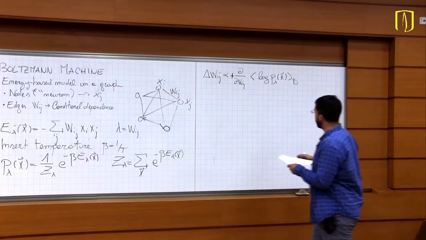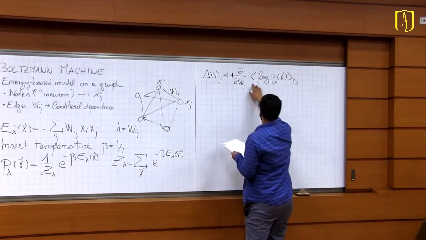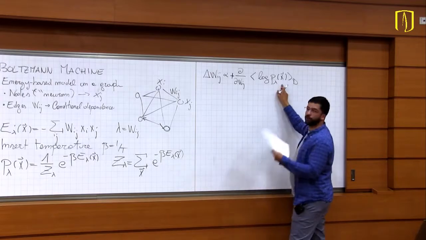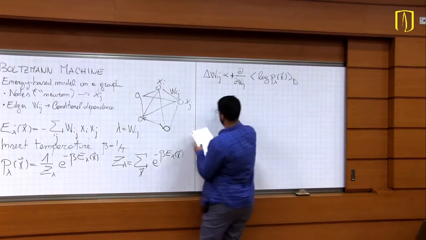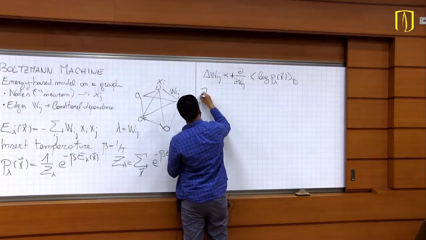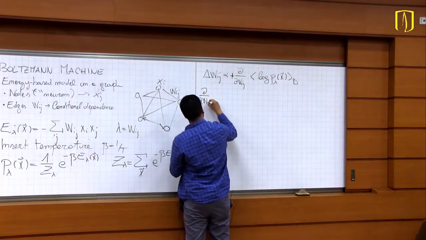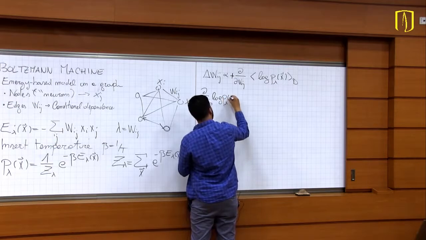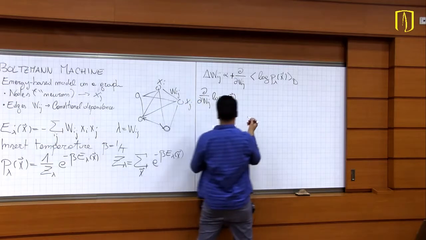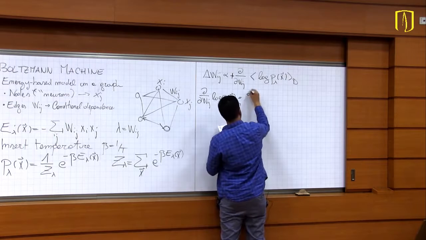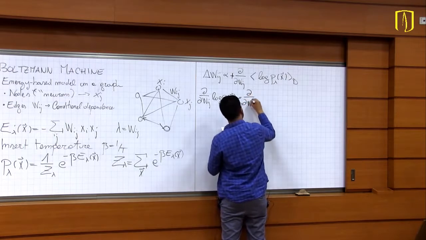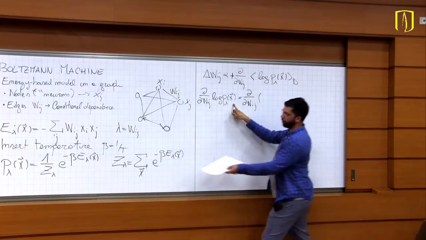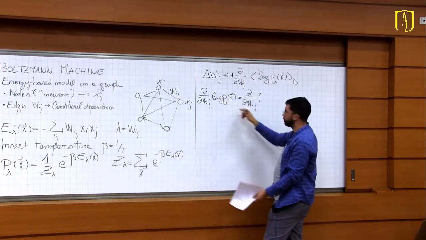Now, this is just an average over a data sample, so let me just take the derivative for one. The derivative with respect to wij of log P lambda of x. We can just write this, since we know what P lambda is right now. And so for log P, we get a minus beta E.